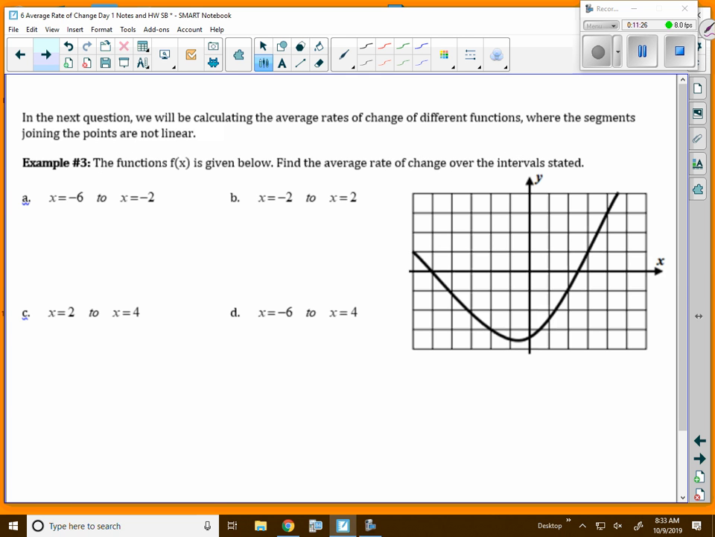All right. So here's what I want you to do. When you get something like this, you need to write coordinate points. What this is saying is the function is given below. Find the average rate of change over the intervals. I have given you the x values, so go ahead and write the x values of your coordinate points.